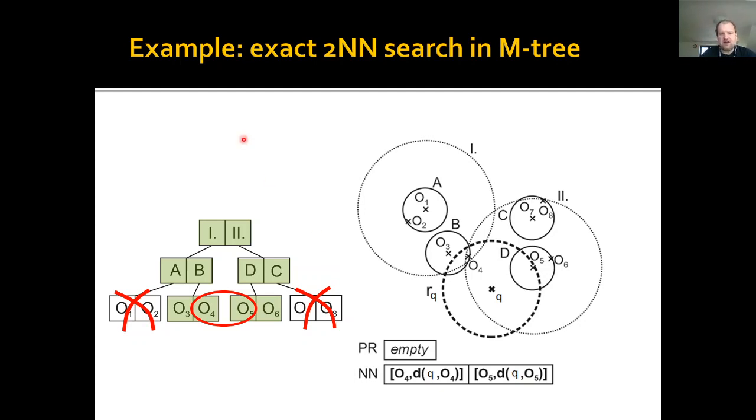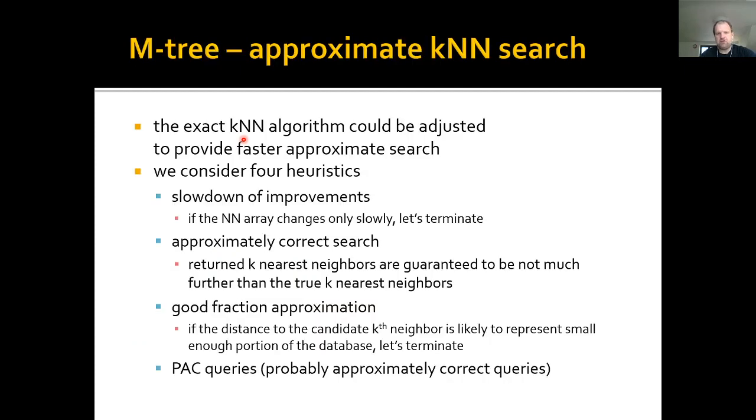Okay, so this is the exact version of the algorithm, and now we show how this algorithm could be altered to approximate KNN search. And we can demonstrate it on the same algorithm and use basically 4 different heuristics. First is slowdown of improvements.